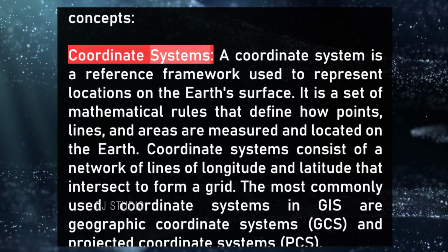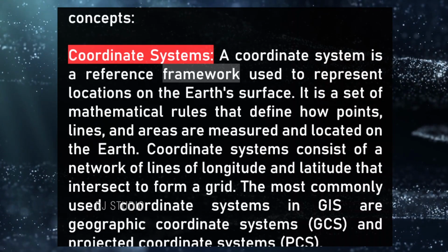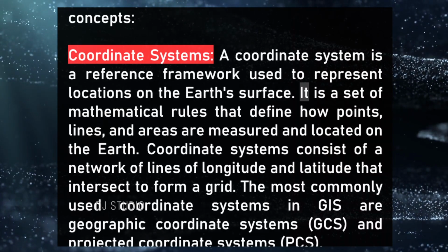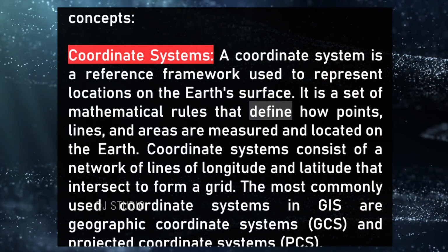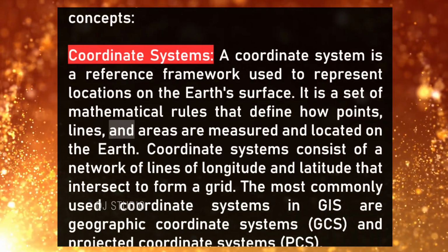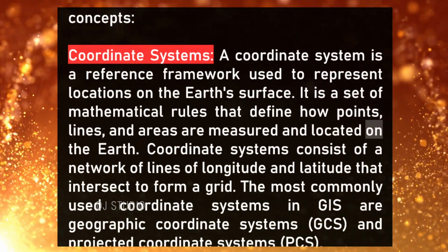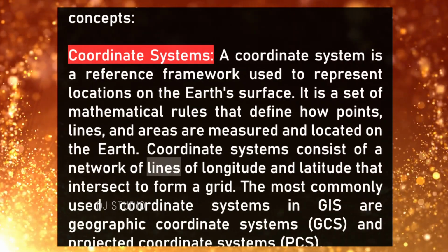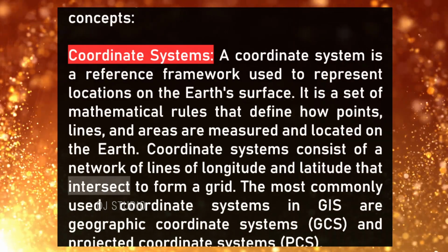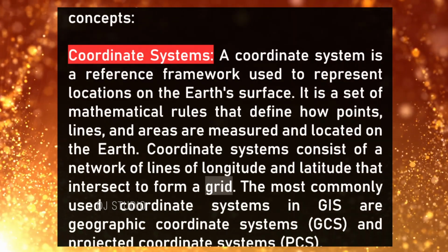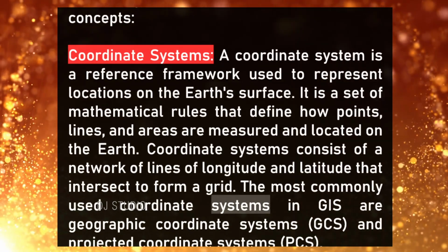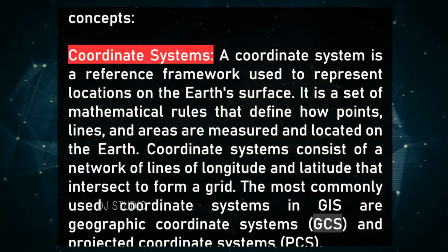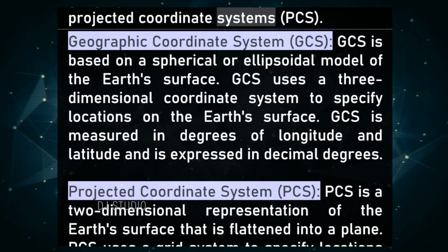Coordinate systems. A coordinate system is a reference framework used to represent locations on the Earth's surface. It is a set of mathematical rules that define how points, lines, and areas are measured and located on the Earth. Coordinate systems consist of a network of lines of longitude and latitude that intersect to form a grid. The most commonly used coordinate systems in GIS are Geographic Coordinate Systems, GCS, and Projected Coordinate Systems, PCS.